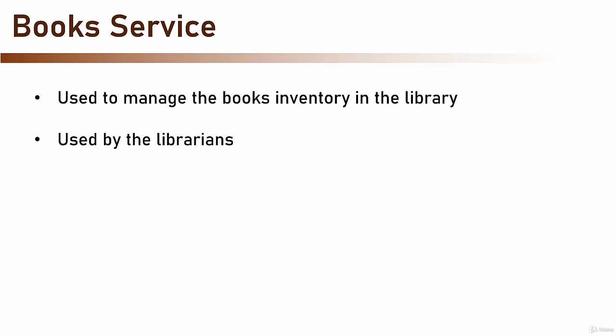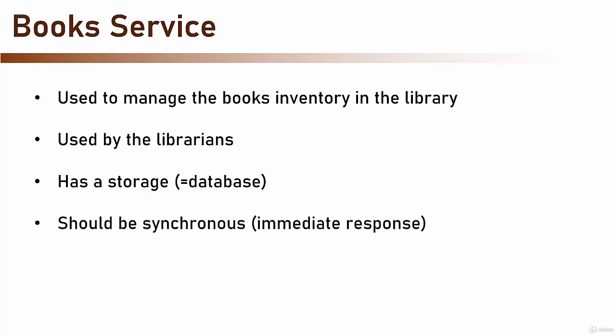This service is going to be used by the librarians. The librarians decide which books to add and which to remove. Now, naturally, this service has a storage. It needs to store the book details somewhere and requires its own storage or database. This service should be synchronous. This means the service should provide immediate response for its actions. If a librarian adds a book, she should know immediately the book was successfully added. Also, when removing a book, we should know immediately the book was removed from the list.